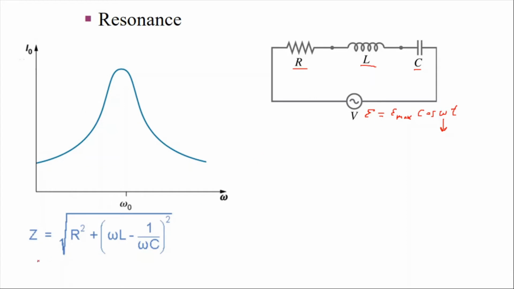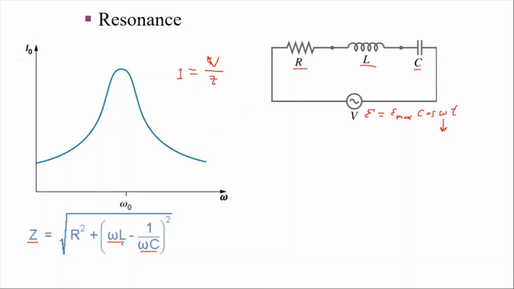Remember that the impedance of the circuit is equal to the square root of R squared plus (wL minus 1 over wC) squared. So as we change this angular frequency, the inductive reactance and the capacitive reactance both change. As these two values change, Z changes. We know that the current in the circuit, I, is equal to the voltage divided by Z. So as the impedance changes, the current in the circuit also changes.